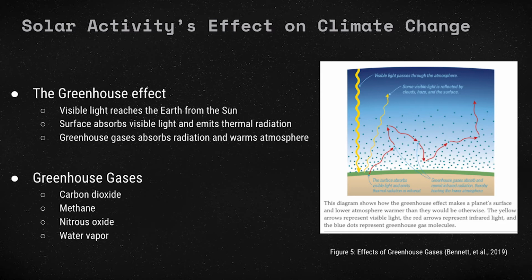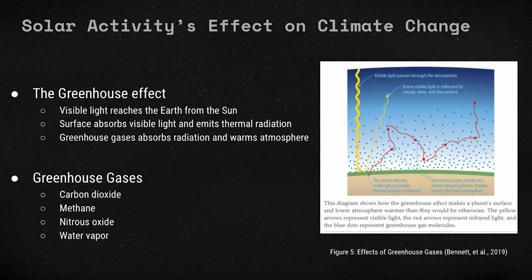The surface gets heated and emits thermal radiation in infrared. As the infrared is trying to return to space, a layer of greenhouse gases absorbs and re-emits infrared radiation, and the result heats the lower atmosphere. This process is called the greenhouse effect. This process is similar to a blanket keeping our body warm.